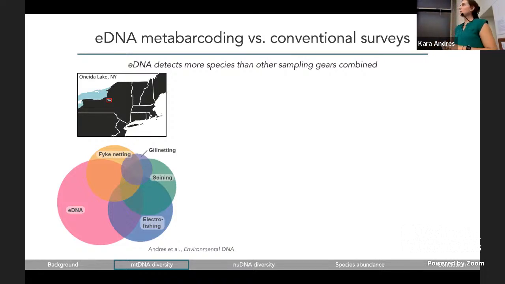So in 2017, we went out and added an environmental DNA survey on top of those physical capture sampling gears. The relative size of the circles shows the relative number of species that was detected within each of those sampling surveys that year. So you can already see environmental DNA detected more species than any of those other gears.